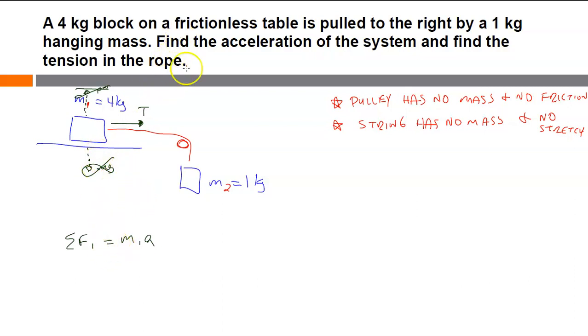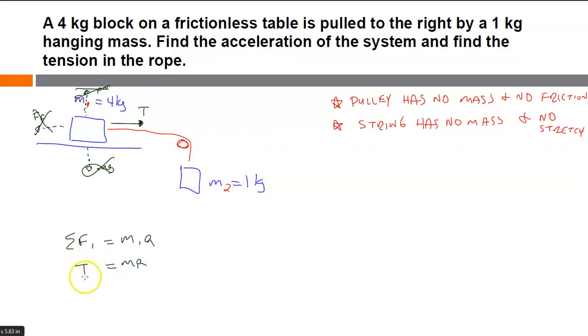They told me that the table is frictionless. If I did have friction, it would slow me down. It would be a backward force. We're going to look at that eventually. But right now we don't have friction, so I don't need that one. The only force on that mass 1 is T.